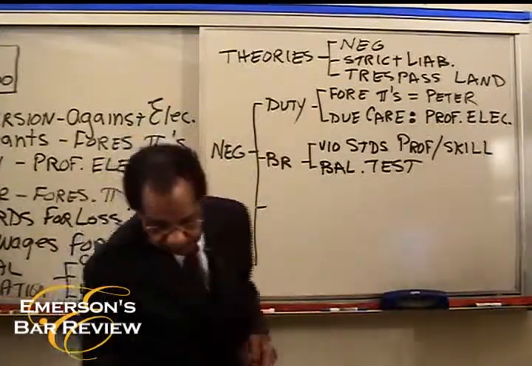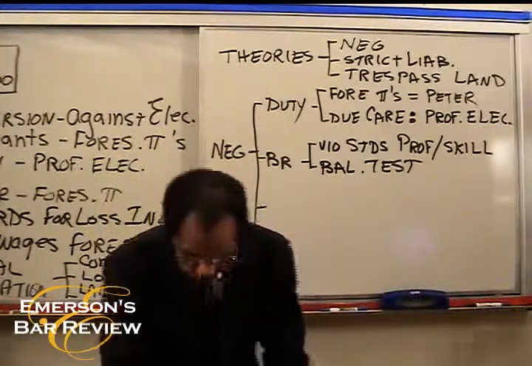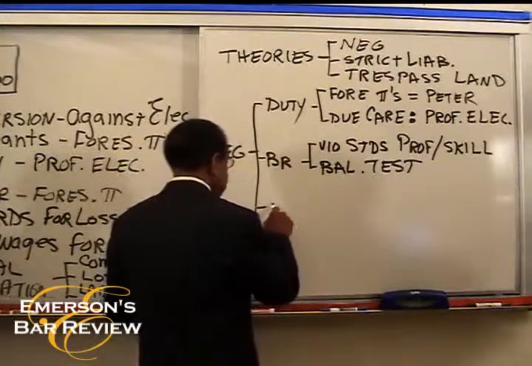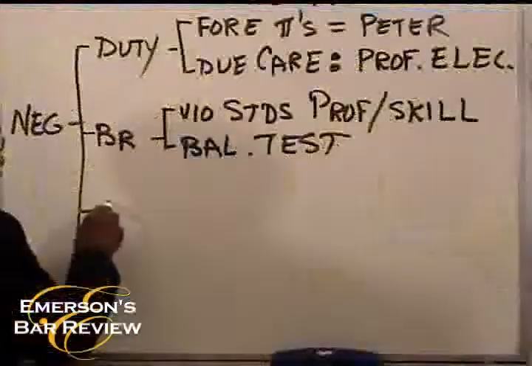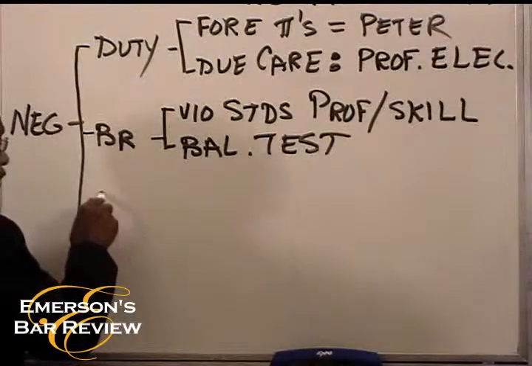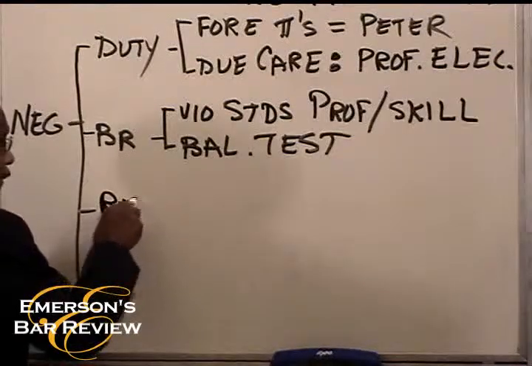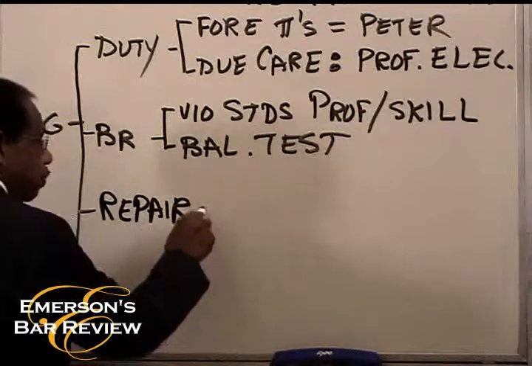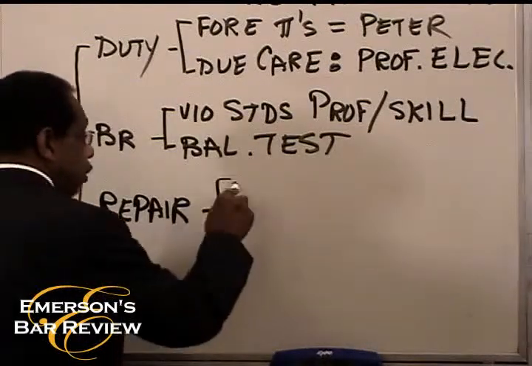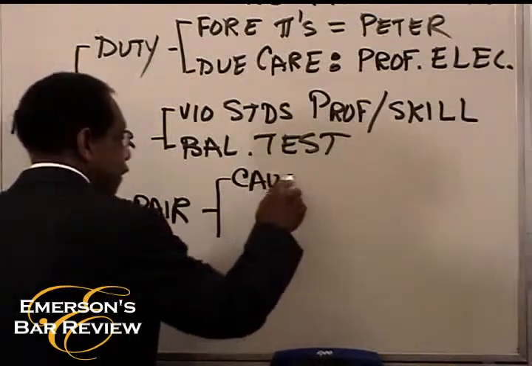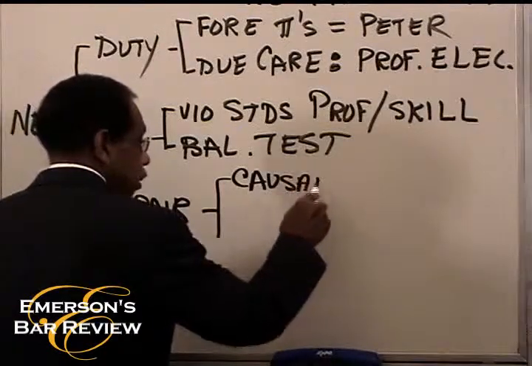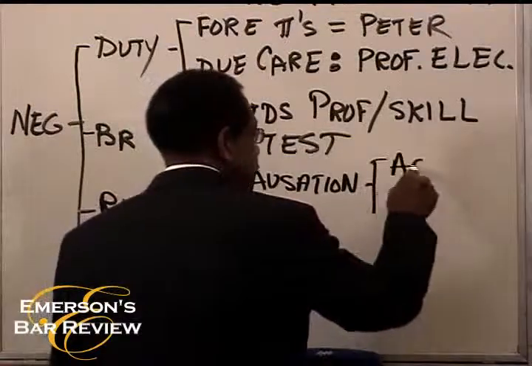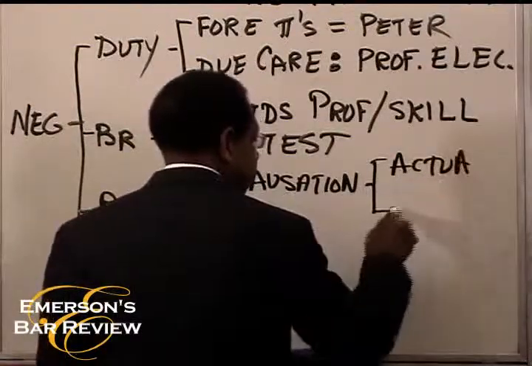The first of these is Peter wants the cost of repairing his computers. So we're now talking, we're going to take causation and damages. So we'll take the repairing of the computers. So the repair of the computers, causation, and the causation needs to be actual and proximate.